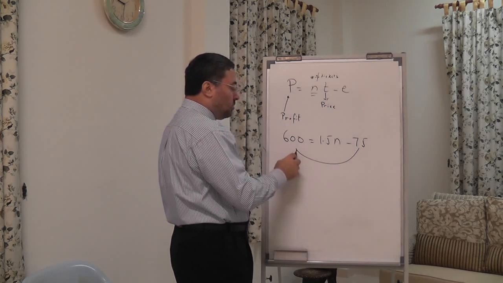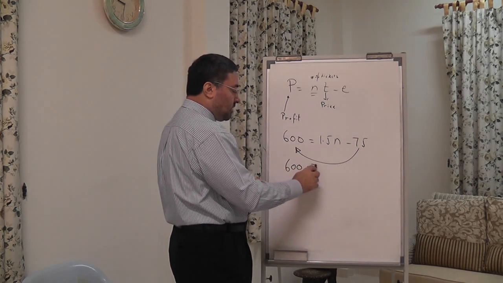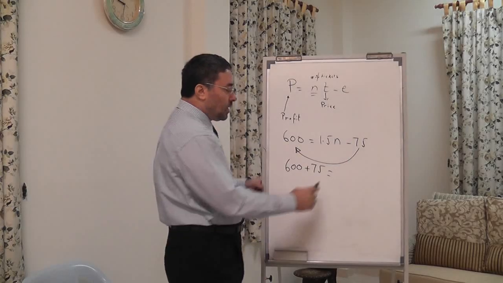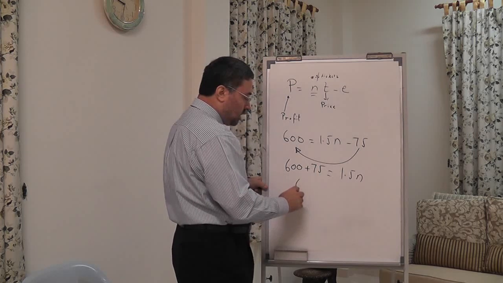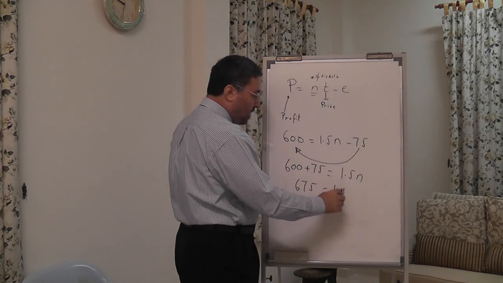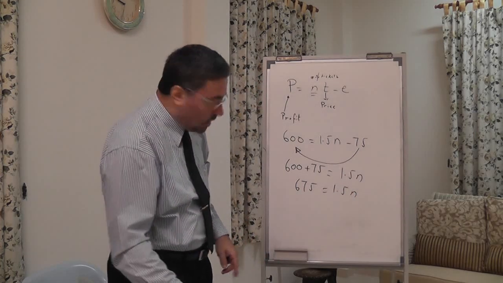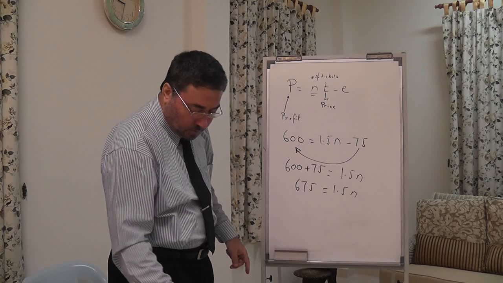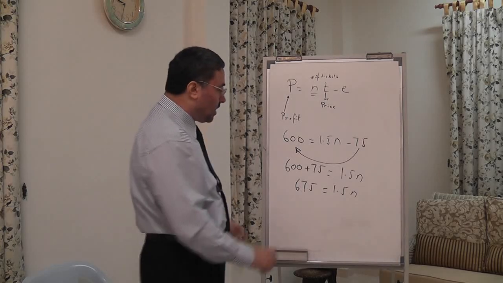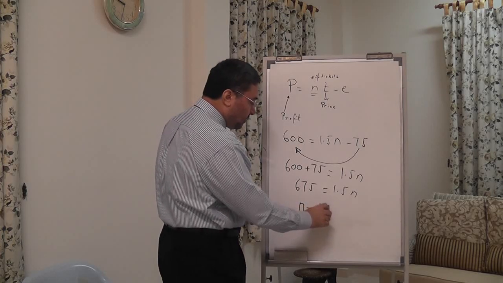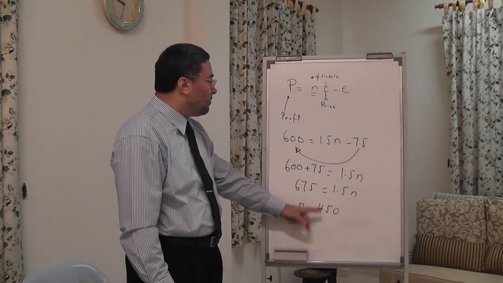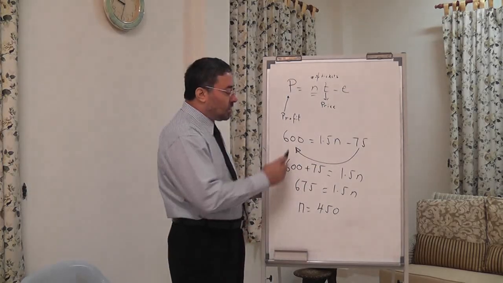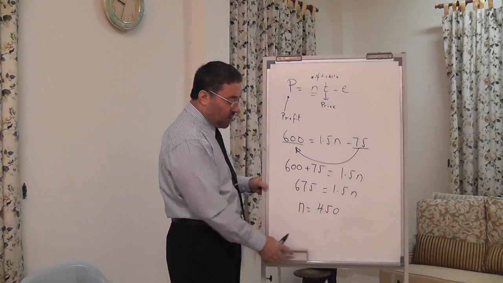Now we solve for N by simply moving the 75 to this side, so we have 600 plus 75. When we move a number from one side of the equation to the other side of the equation, we change its sign. And that's equal to 1.5 N. 675 is equal to 1.5 N. Here, our calculator will give us the answer, 675 divided by 1.5, and N is equal to 450. So they need to sell 450 tickets at $1.50 a ticket to get $600 profit if their expenses are $75.